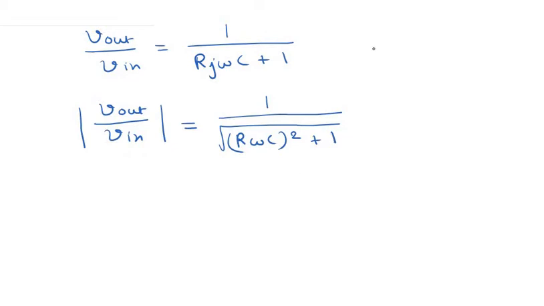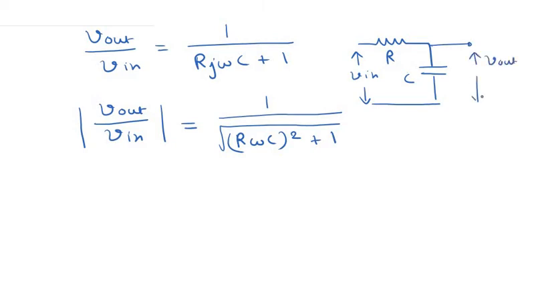Now, let me draw the circuit here. So this was our circuit R, C, and this is V in here, and this voltage is V out basically. We can assume the ground to be at this node. Okay, now note that this magnitude of V out divided by V in is basically dependent on the frequency. There is a frequency term here, so the magnitude of V out by V in is basically dependent on the frequency.